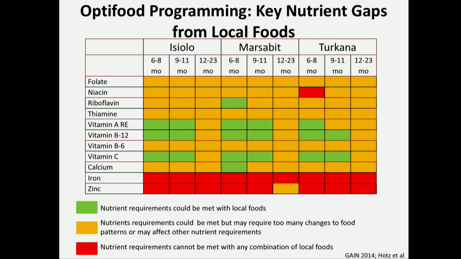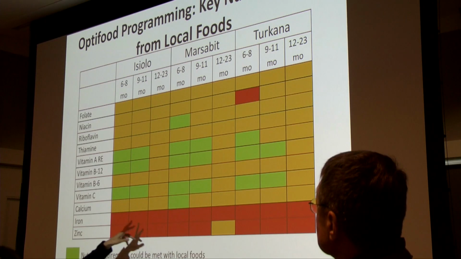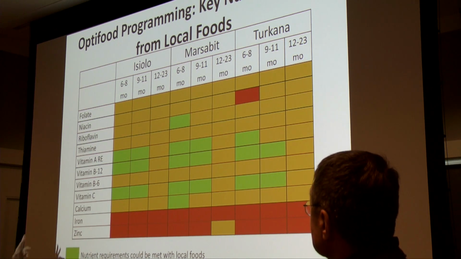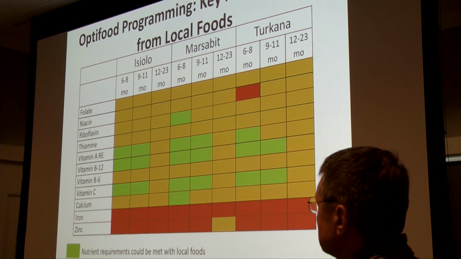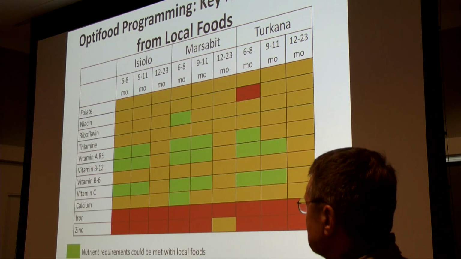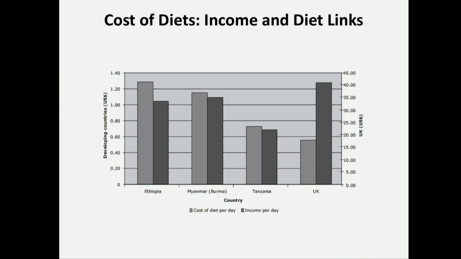OptiFood looks at local foods and the combinations of local foods through linear programming and looks at gaps in nutrients from local foods. And what you see that's in red across these different sites in young children is zinc and iron. These are the huge nutrient gaps. We don't care so much about calories. Something for you to consider.